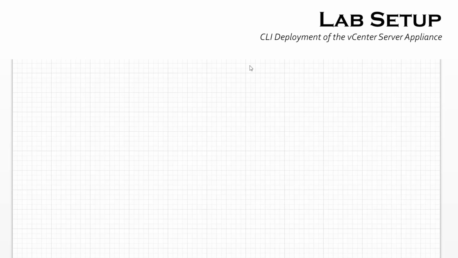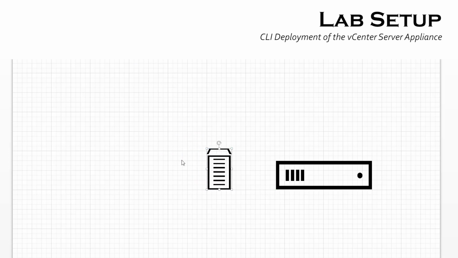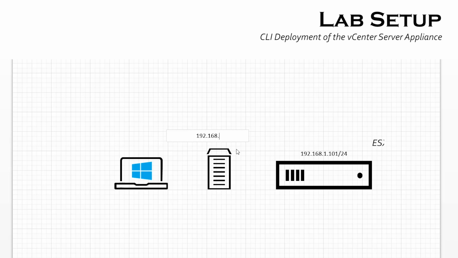You can use the CLI installer to perform a silent deployment of a vCenterServer appliance on an ESXi host or vCenterServer instance. This is today's lab setup. In this lab session, I will install vCenterServer on ESXi1.